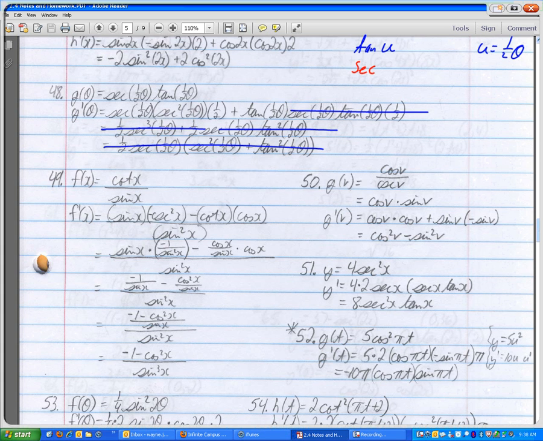Now, that first function is the secant of u, where u is again 1/2 theta. So tell me, what's the derivative of the secant of u? It's on page 135. Secant of u, tangent of u, times derivative of u, right? Secant of u, tangent of u, times the derivative of u. All right, y'all got to have those memorized for the quiz tomorrow.